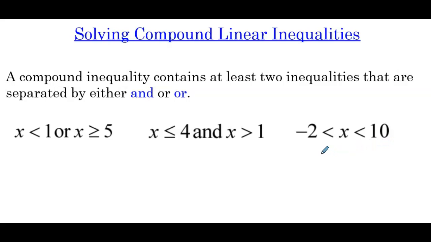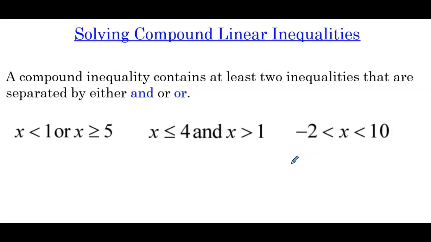The last one looks like it doesn't belong. In the definition, we said inequalities that are separated by either "and" or "or." Clearly, the first two examples fall into that category. The last one, not so much. But if we think about it, this would be -2 is less than x, and x is less than 10, if we read it separately.